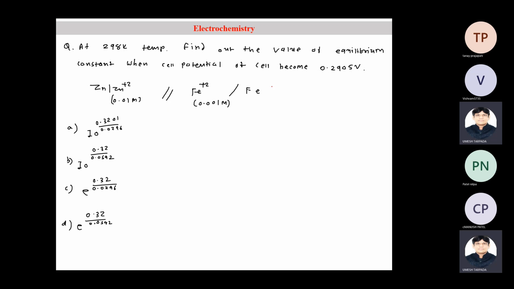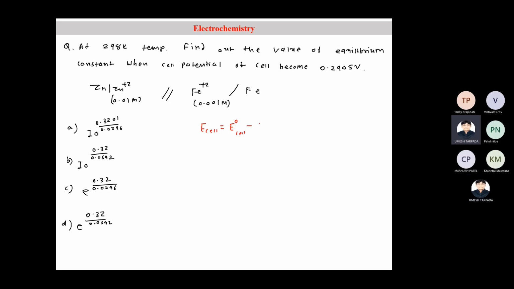So see, you know that very well. You are given this. You have to find the value of the equilibrium constant K. Equilibrium constant means at equilibrium E cell becomes 0. This is the Nernst equation: E cell is equal to E standard minus 0.0592 upon n log K. At equilibrium, the value of E cell becomes 0. So you can have this equation.